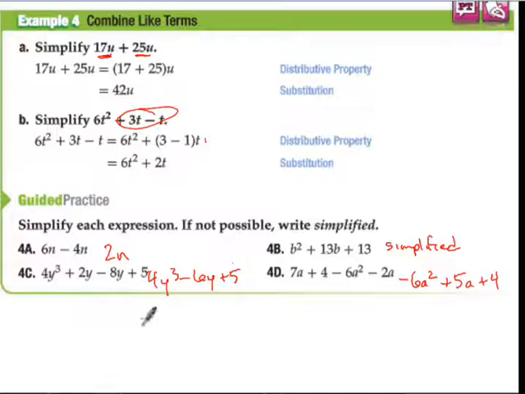Is yours right if you have negative 6y plus 4y cubed plus 5? Yes, it is correct, but it's not the best way. So we want to practice. This is preferred over that. All right?